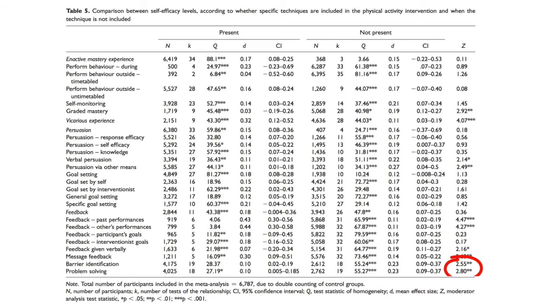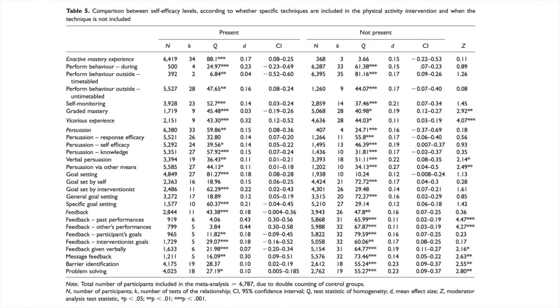Finally, if you scroll right down to the bottom, barrier identification and problem solving follow the same pattern. The effect size for interventions that include barrier identification and problem solving is only 0.1. As soon as you get rid of those strategies, self-efficacy improves. The effect size for interventions without barrier identification and problem solving is more than double that at 0.23. And again, this is a statistically significant difference. All these strategies highlighted in red appear to be hurting people's self-efficacy, actually making it go backwards.